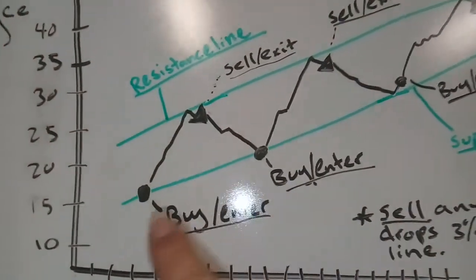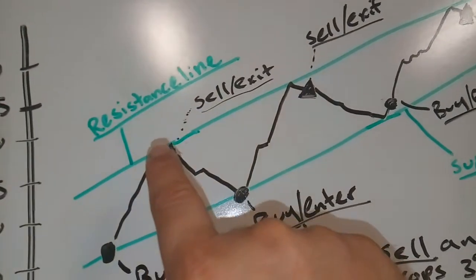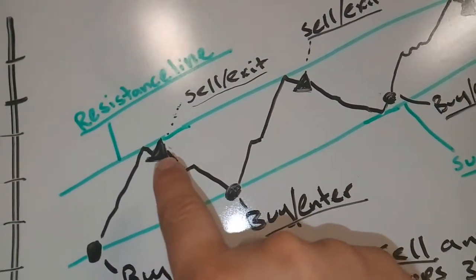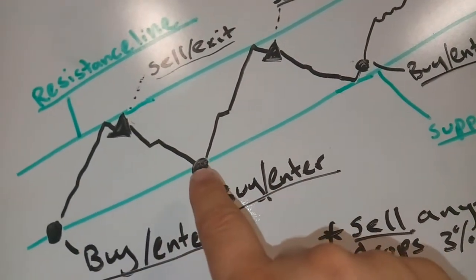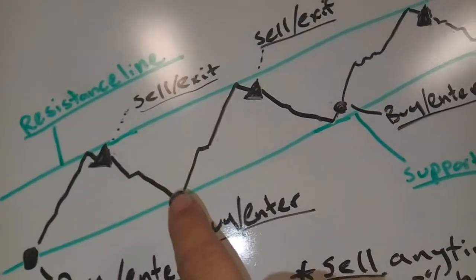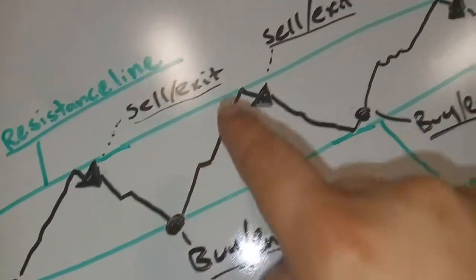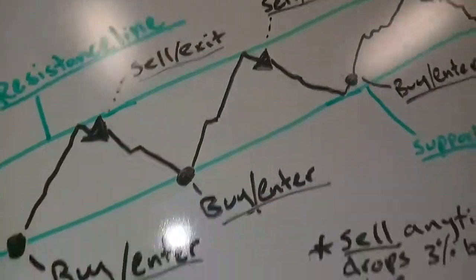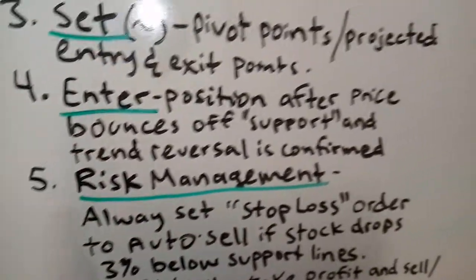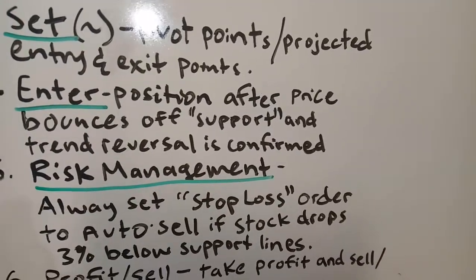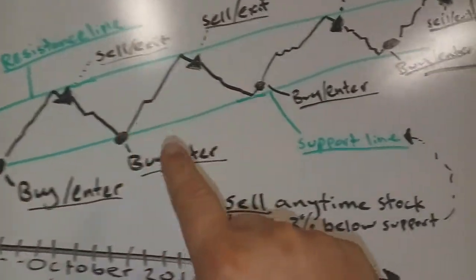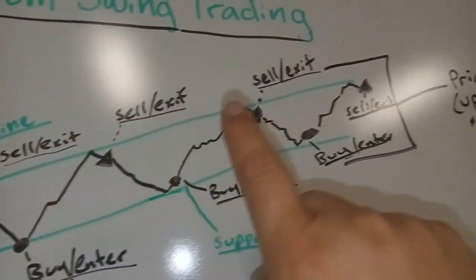So these are the pivot points. You want to buy here. You're going to go up, and then you're going to sell after it bounces, and then wait for it to hit the support line. Then you're going to buy back in here, and then boom, sell, exit there. So you're going to enter position after price bounces off support and the trend reversal is confirmed. So these are all entry points: entry, entry, entry, entry, and then the top, exit, exit, exit, exit.